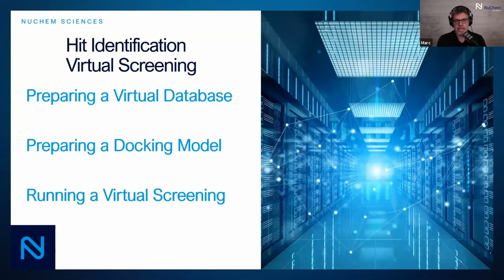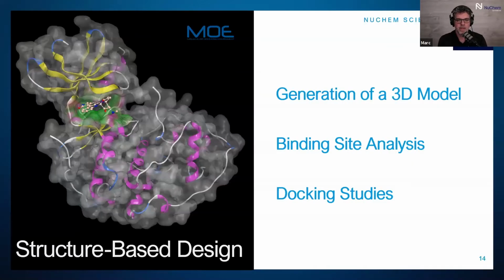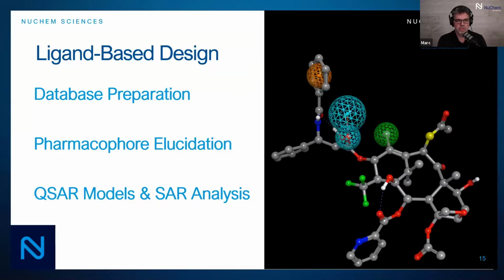So really examples of the things that we do is hit finding, virtual screening. So basically preparing virtual databases, preparing docking models, and running virtual screens. We also, of course, run structure-based design type studies and projects. So we generate 3D models. We do site analysis and docking studies, which support day-to-day medicinal chemistry purposes, but also validating early medicinal chemistry premises at the beginning of projects. We also do ligand-based design, so database preparation, pharmacophore elucidation, and QSAR and SAR analysis.